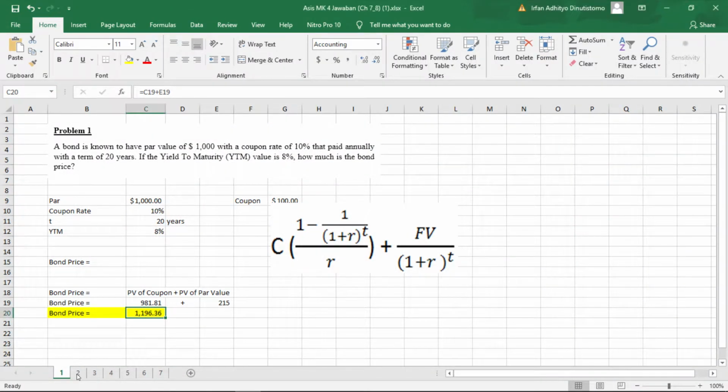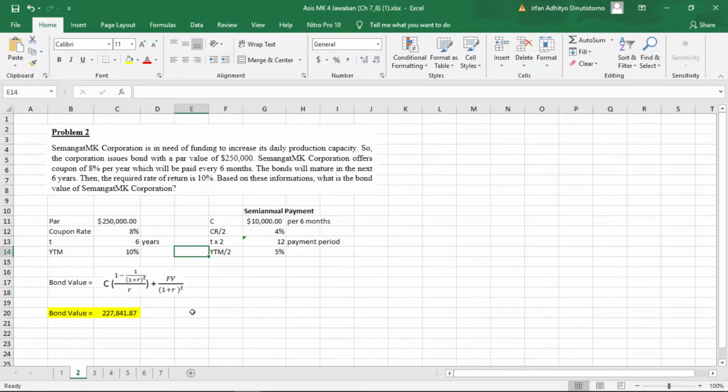So back to the first step. What is the information that you already have? You have the par value, right? It's $250,000, and the coupon rate is 8% annually, but the coupon will be paid semi-annually.